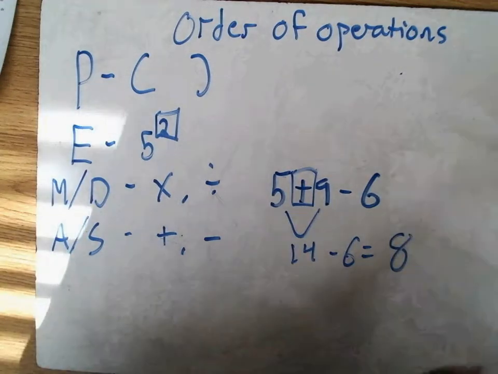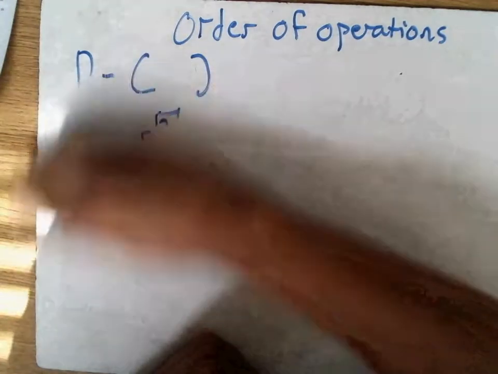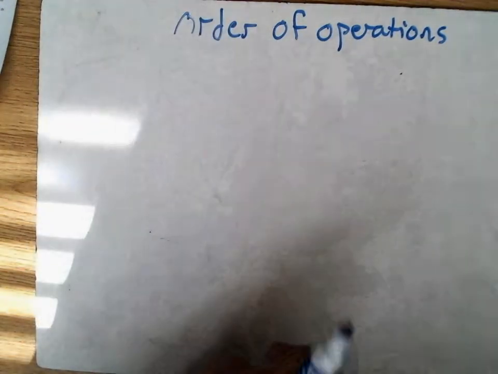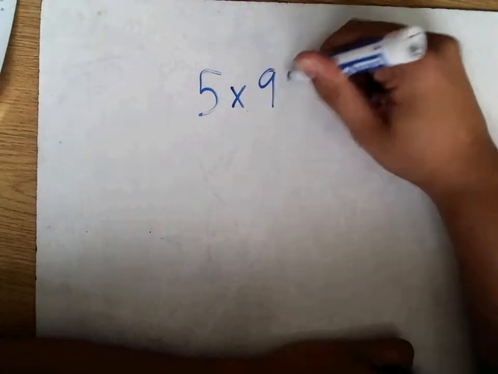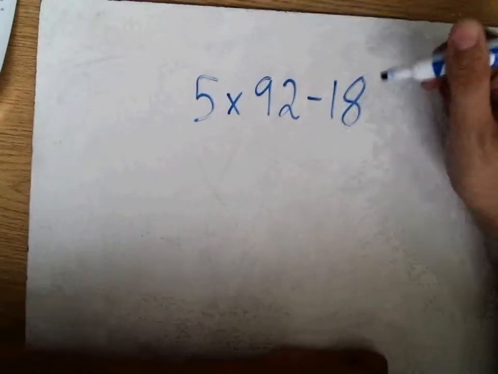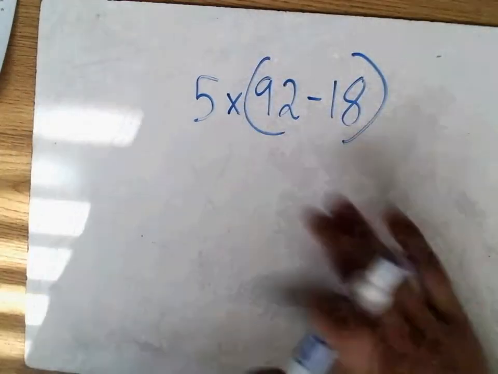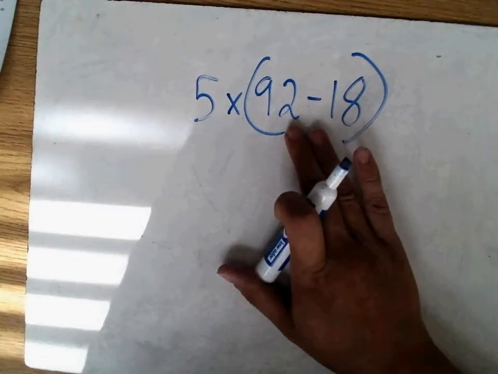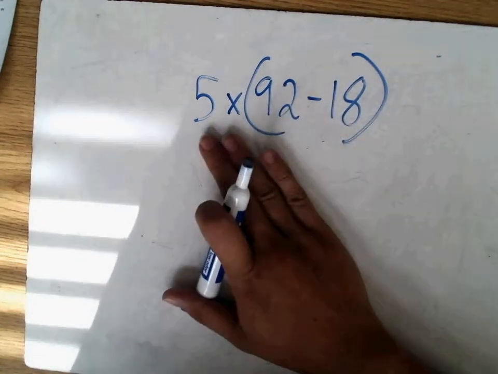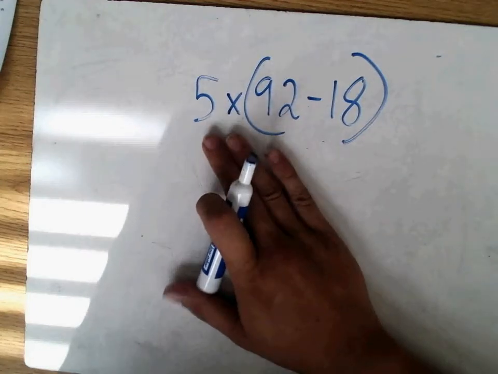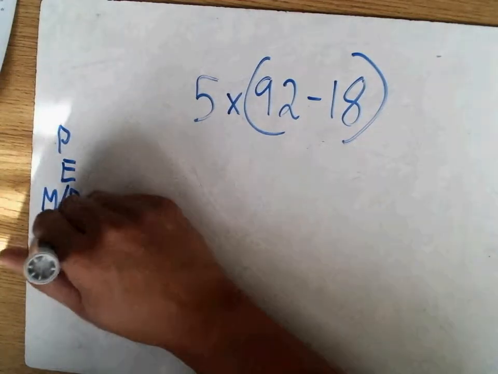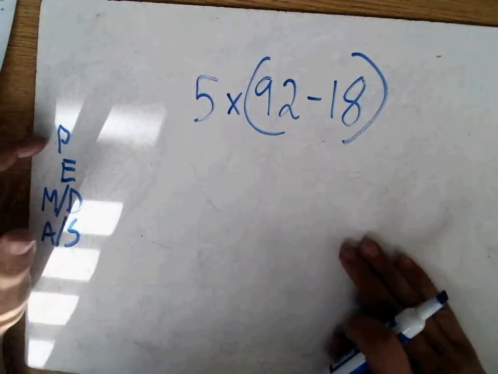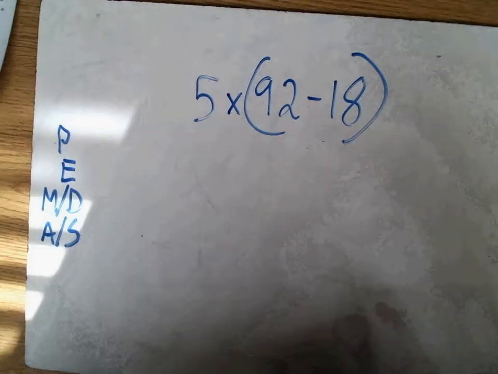So let's take a look very quickly at some example problems, and we'll start out pretty easy. Just 5 times 92 minus 18, and we're going to put this in parentheses. And so this is in parentheses, so that trumps the multiplication, right? Some students might think that you do multiplication first because it comes first in order, right? But if we look, parentheses is in front of everything, so we're going to do that first.